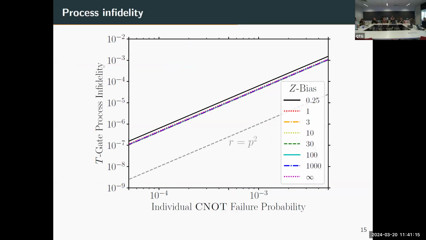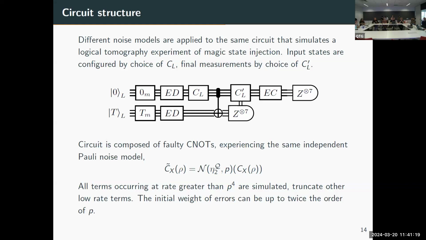And when you say ED, I looked at that and didn't understand it the first time. So EC is for error correction. ED is for what? Error detection. Oh, so why is there an error detection? So you're going to detect errors and throw away failed state preparation. Is that right? Yes. So that's in the magic state part of the world.